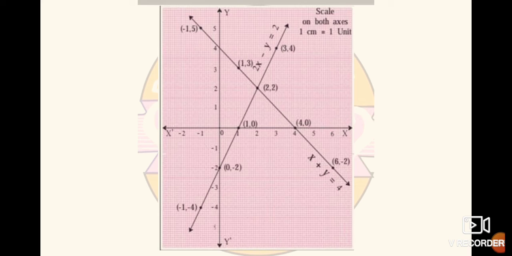At the upper right corner, a permanent scale is there on both axes: 1 centimeter is equal to 1 unit. This scale you have to write compulsorily for every graph, and it is the same for every graph. Scale is equal to, on both axes, 1 centimeter is equal to 1 unit. And the original equations of the graph, which are the equations? x + y = 4, that you have to write on the line.